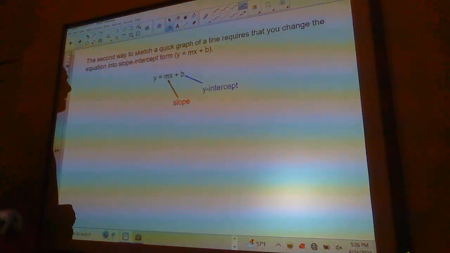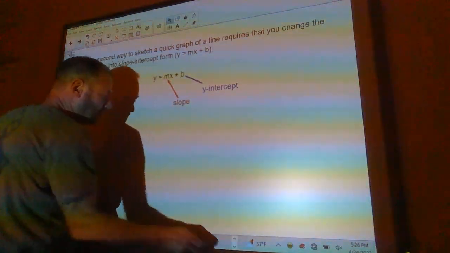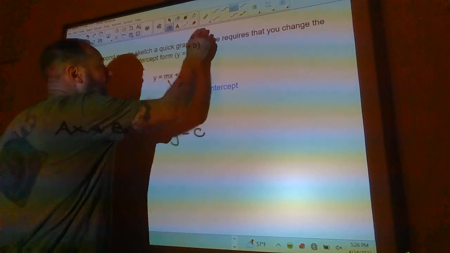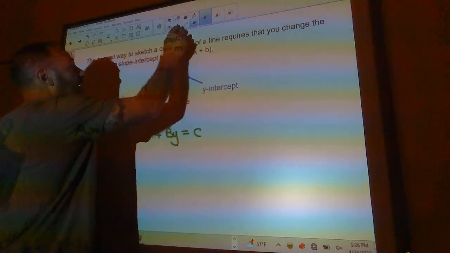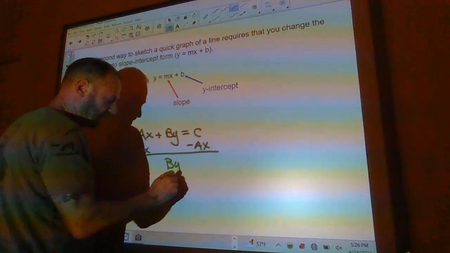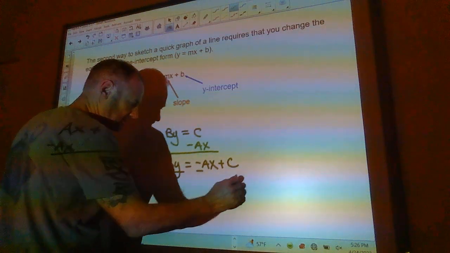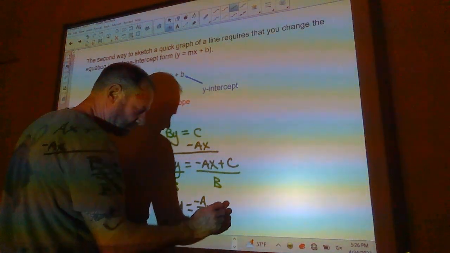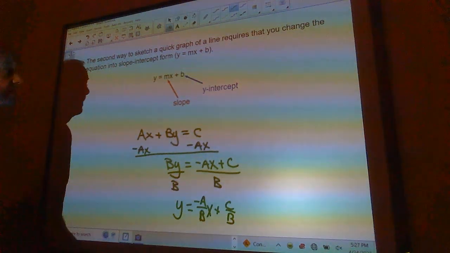The second way to make a quick graph of a line requires that you are in slope-intercept form. Now, if you're in standard form, for example ax plus by equals c, and I want to put that in slope-intercept form, I need to solve for y. So I would subtract ax from both sides. I would get by equals negative ax plus c. And then I would divide by b, and I would get y equals negative a over b times x plus c over b. Now it's in slope-intercept form. There's my slope. There's my y-intercept.